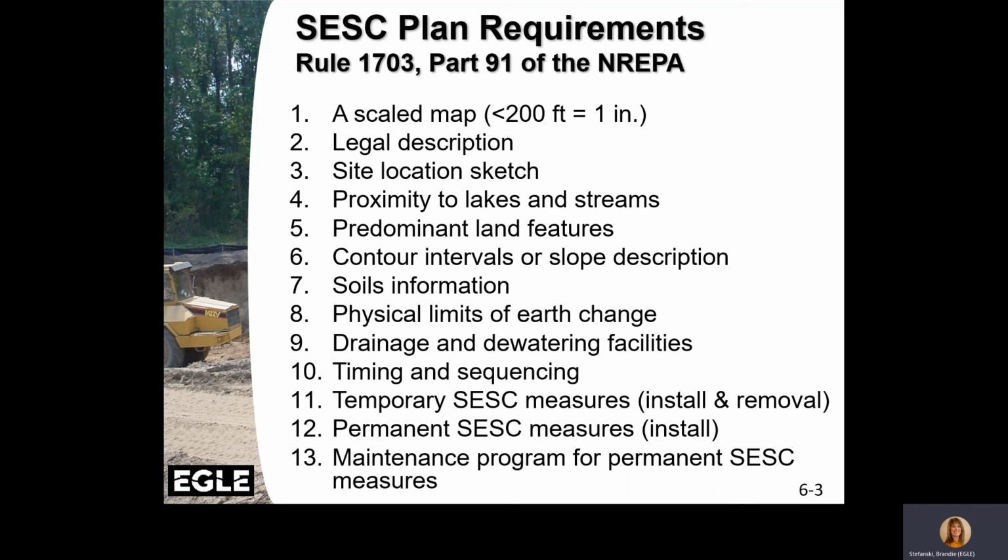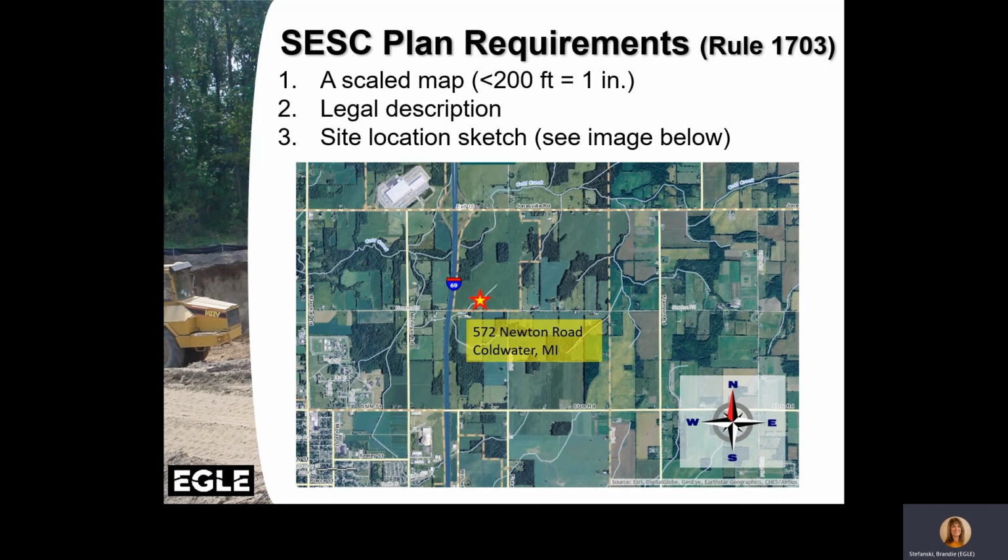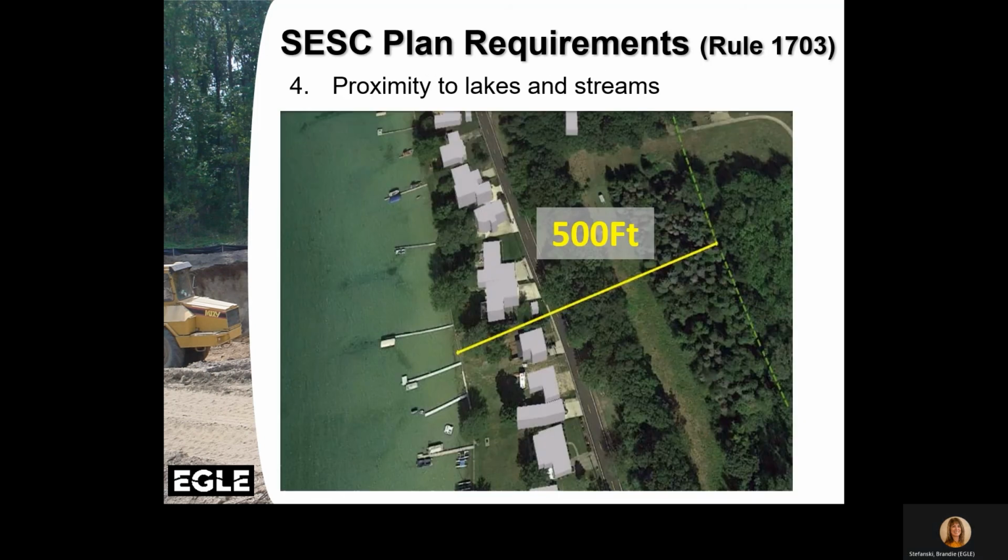The first three are obvious: a site location map, legal description, which identifies property boundaries and proof of ownership and can include the parcel number, and a site location sketch. This can be as simple as an image printed from Google Earth and should have a town, roads, or highways indicated so that basically at a glance it will tell you roughly where in the county or township the project is located, and it doesn't need to be to scale.